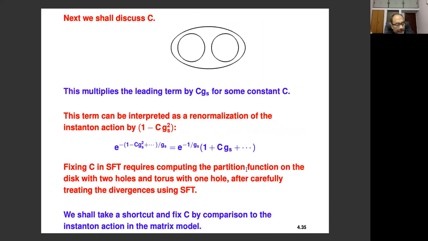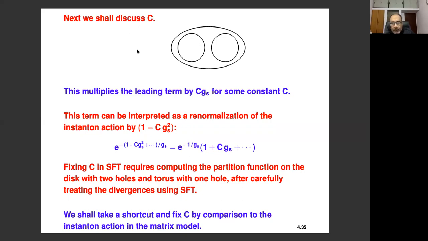Okay, so next, let me say very briefly how to compute C. As I said, C is the final constant that you have to calculate. We had defined it as the amplitude, a partition function on a surface of Euler number minus 1, which can include either a disk with 2 holes, that's what I have displayed here, or a torus with 1 hole. I have not drawn that, but that also has to be included. In principle, you can use string field theory to regulate all the divergences and calculate this, but the calculation is much more complicated and it has not been done.